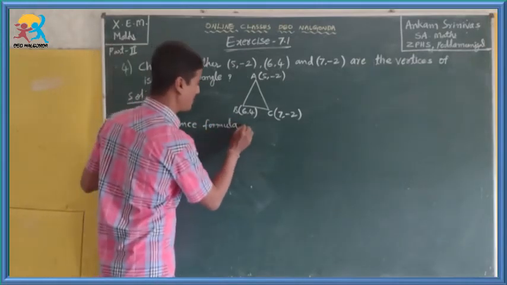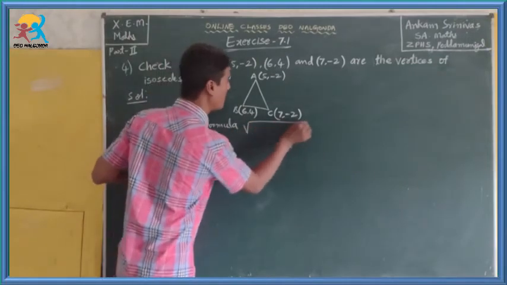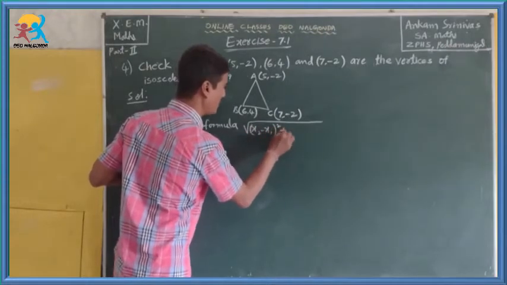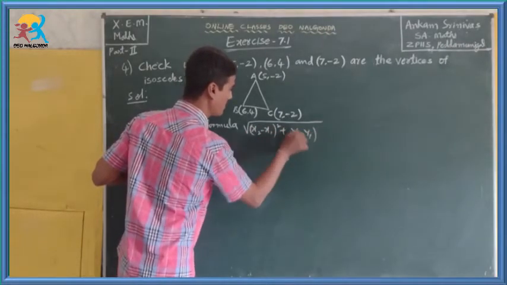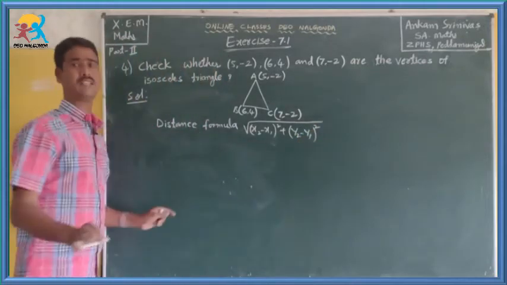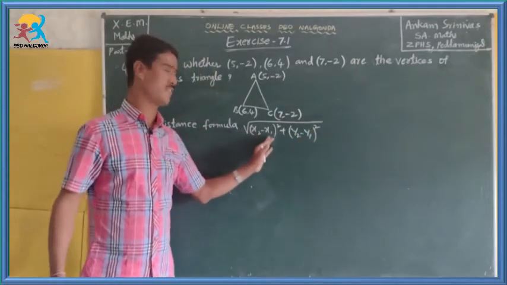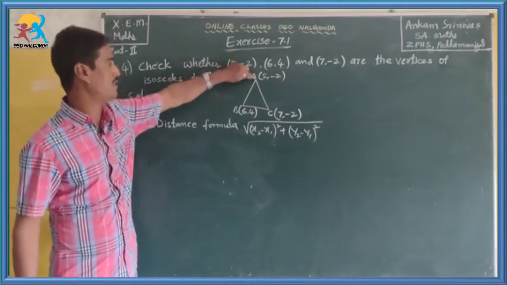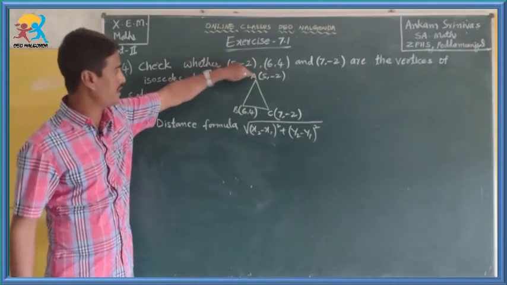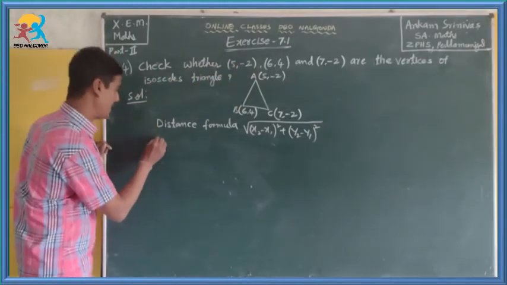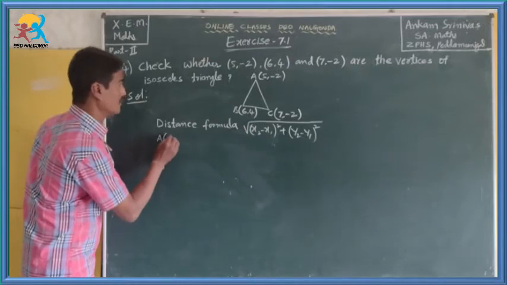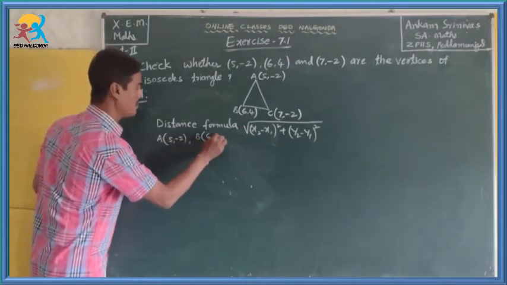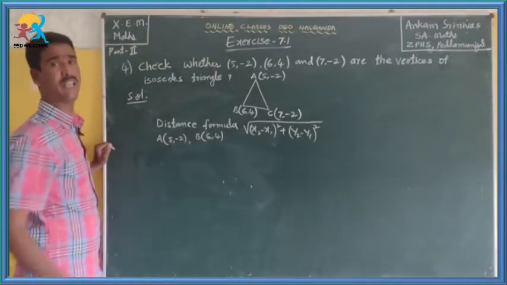What is the distance formula? Square root of (x2 minus x1) whole square plus (y2 minus y1) whole square. Always take x2 minus x1 whole square plus y2 minus y1 whole square. Now, how to find the length of side AB, the distance between A and B? A is (5, minus 2), B is (6, 4). Now find the distance between A and B.